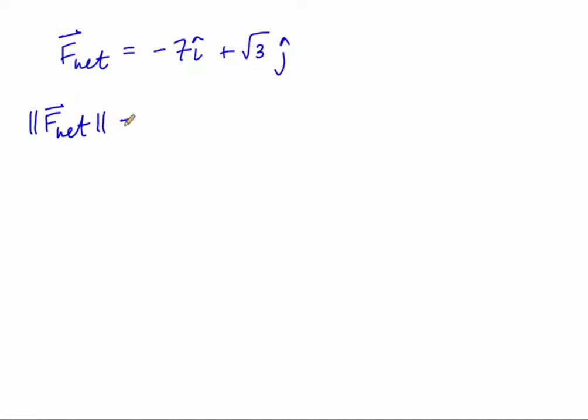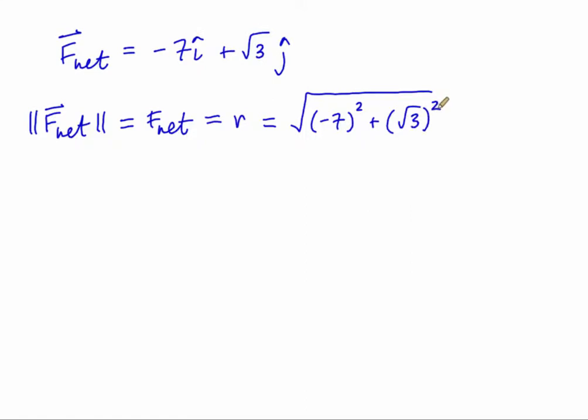So if we take a look here, F net we said is -7 i hat plus the square root of 3 j hat, and we want to come up with the magnitude of F net, which we might just call F net without any brackets or vector bars, or we might refer to as r, the radius of a circle, the hypotenuse of a triangle, the magnitude of a vector. And we find that using Pythagorean theorem with the square root of delta x squared plus delta y squared. And so from here we get 49 plus 3, which is 52, all under the square root.